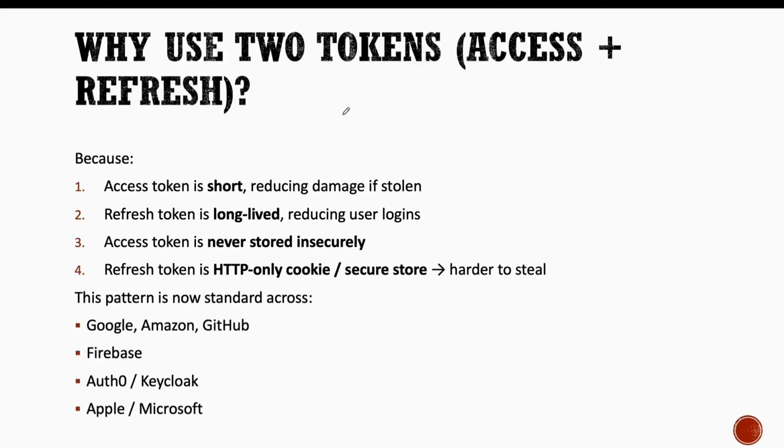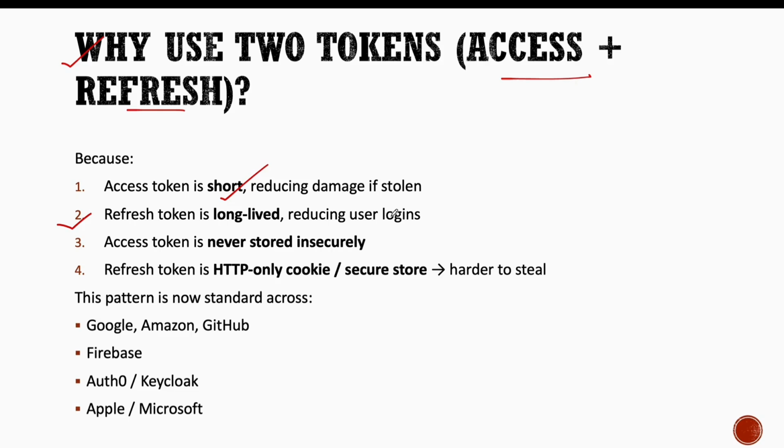Okay, so why should we use two tokens? If you have a question that, okay, I need just one token, why am I using two tokens, access token and refresh token? So the access token is short-lived. That is, if it is stolen, then damage is reduced because it will automatically expire in a few minutes or a few hours. And the refresh token is long-lived, reducing user logins. That is, if the access token is expired, then the refresh token is given by the client to the server. The server validates it, that is, it validates the signature, the claims, and the header, and only then it gives the access token.